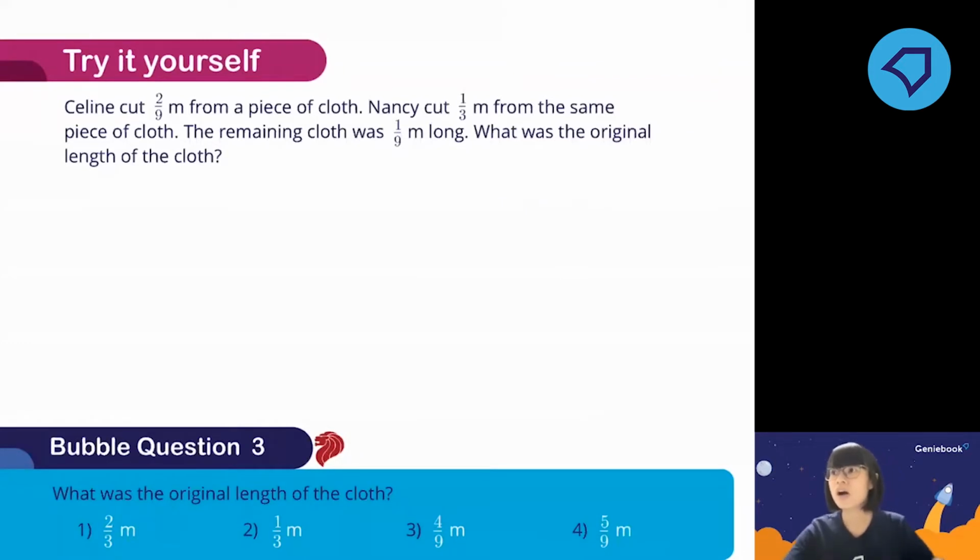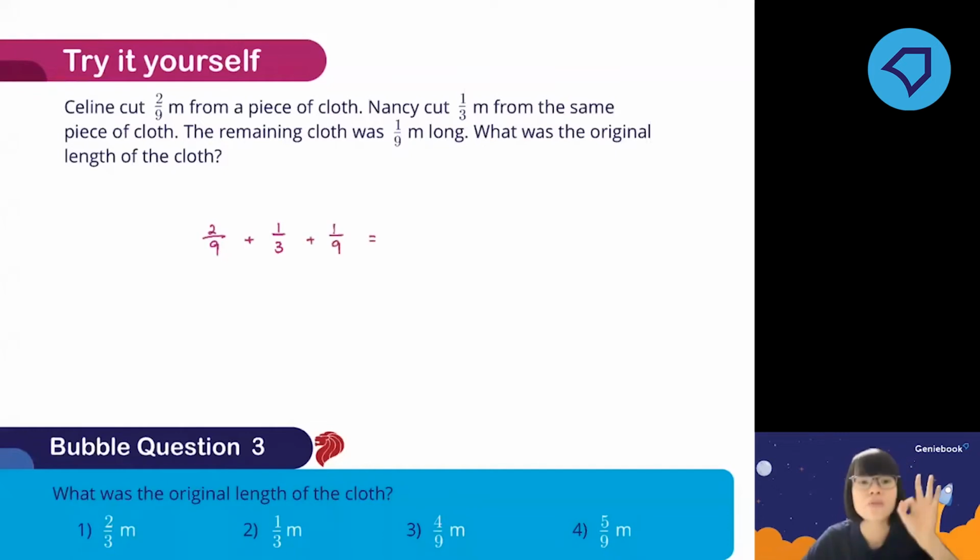Let's go. Over here, a lot of you gave me option number 3. Let's take a look. All right. We want to find the original length of the cloth. Means we need to add everything together. We need to add the length that Celine took from the cloth plus the length that Nancy took from the cloth plus what is left of the cloth.